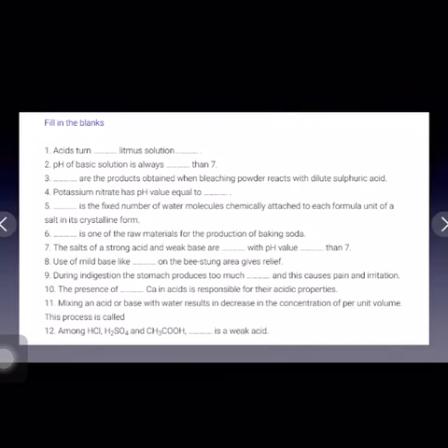Now here are some filling the blanks related to this chapter. Let us have a quick look on these. So acid turns blue litmus solution to red. So the correct answer is blue and here red. pH of basic solution is always greater than 7. Less than 7 it is acidic solution, and greater than 7 it is basic solution.